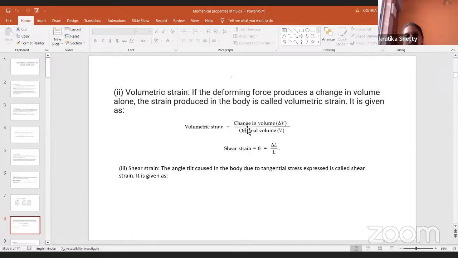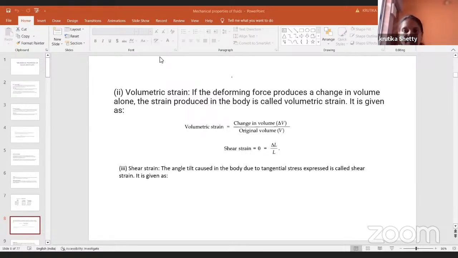Look at the formula here, that is change in length upon original length. Okay, so all are unitless here. Why? Because whatever ratio you are taking, the units are the same. Therefore, it is a unitless as well as dimensionless quantity.